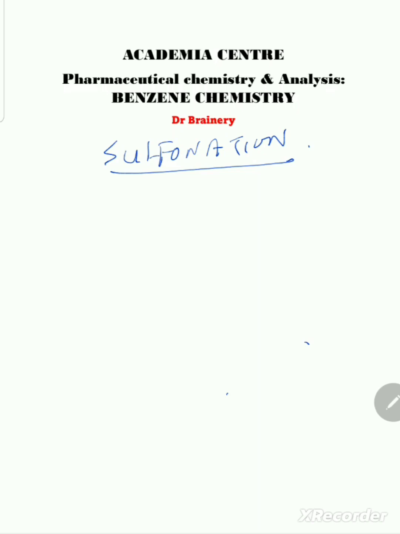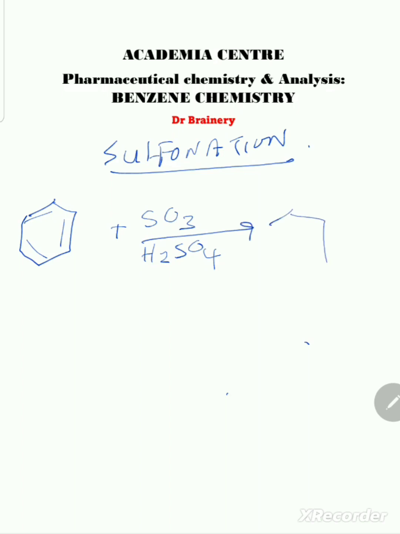So sulfonation, we need to know how to write the mechanism. Sulfonation is when a benzene, this is our benzene, reacts with sulfur trioxide and sulfuric acid to give us this. So this is the general equation of sulfonation, but what we need is to know how to write the mechanism.